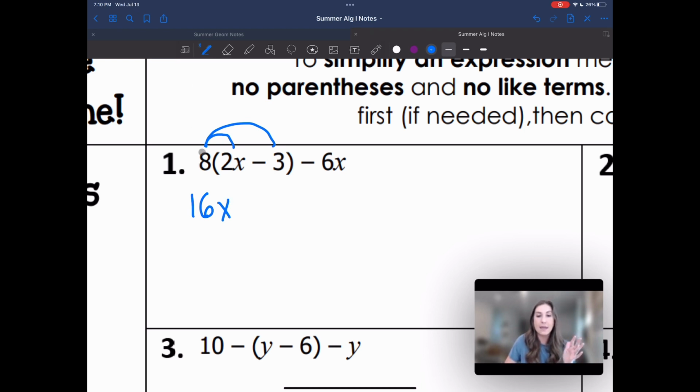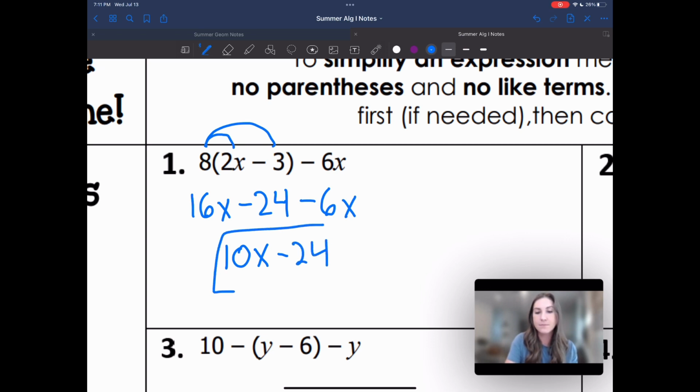And then I've got 8 times negative 3, which is going to give me negative 24. And after you distribute, that gets rid of the parentheses. So then I just bring down this minus 6x. All right, and now look at what you have left. Notice you can combine some like terms. I've got a 16x minus 6x to give me 10x. And I bring down my minus 24. And that's it. There's no like terms left, so I know I'm done.